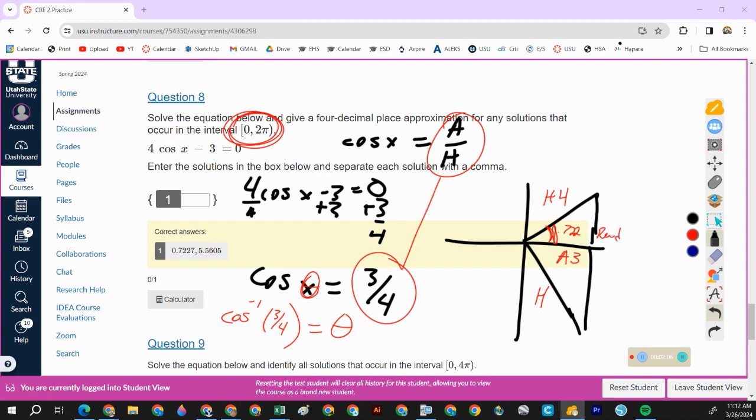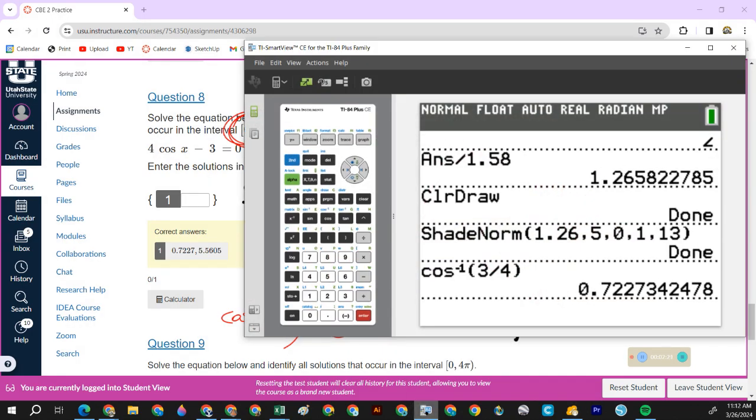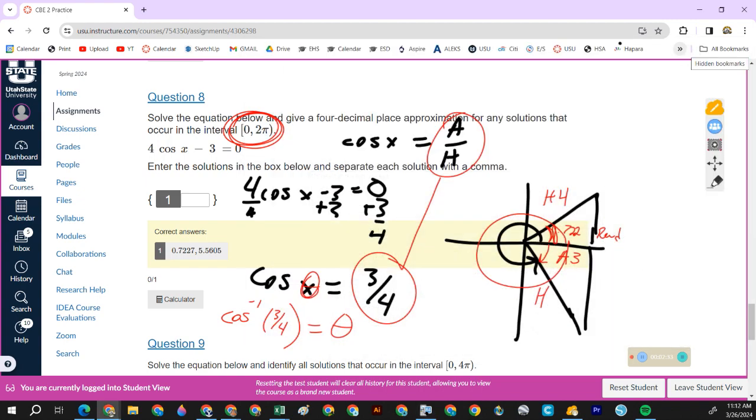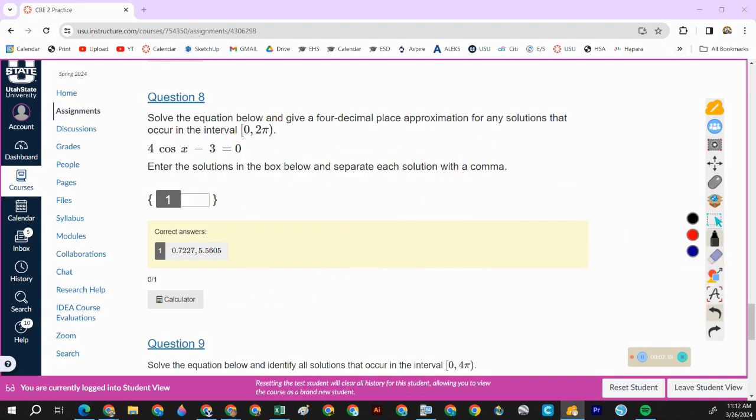So how do I figure out what this angle is? Well, that is a full circle minus 0.722. So a full circle is 2 pi minus 0.722, and I get 5.56. Okay, let's do another one.